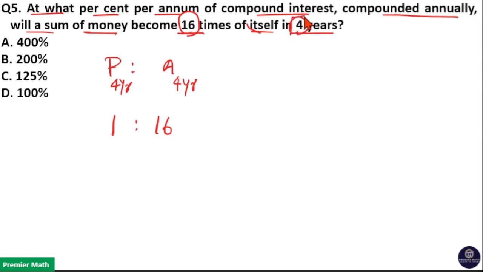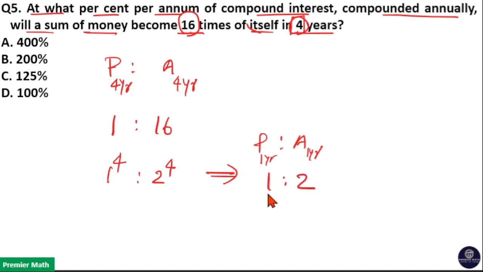Here number of years is equal to 4. So write the 1 is to 16 in power of 4. 16 if I write it in terms of power of 4, 2 raised to 4. And 1 will become 1 raised to 4. Here you can see 1 unit is the principal and 2 units is the amount. So principal and amount for 1 year ratio is equal to 1 is to 2. Because this 4 is the number of years here. So 1 is to 2 is the principal and amount.